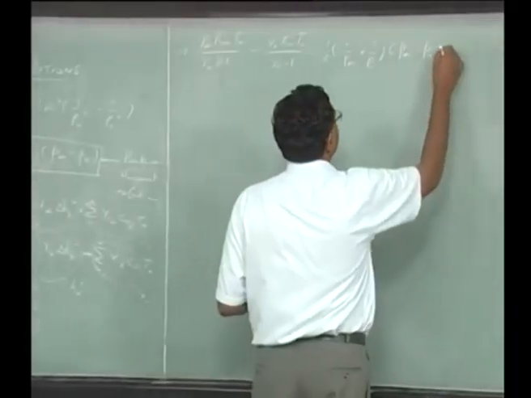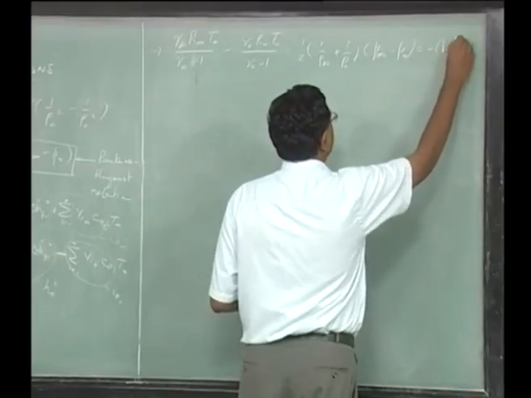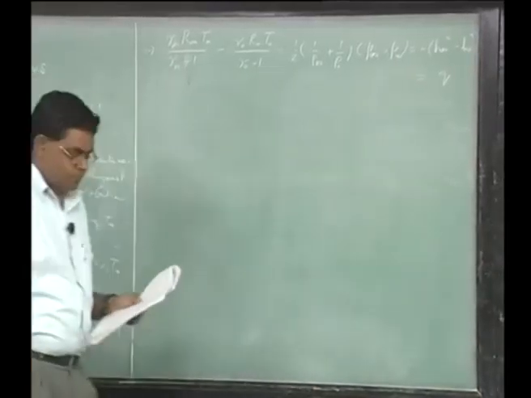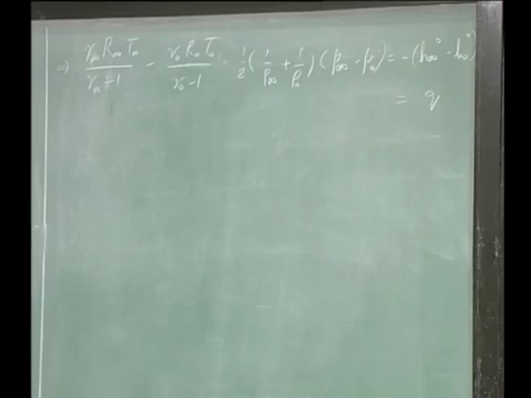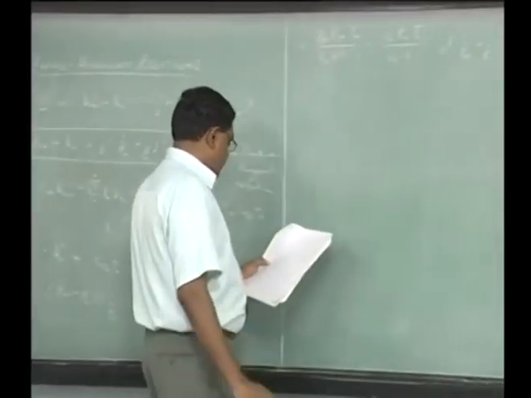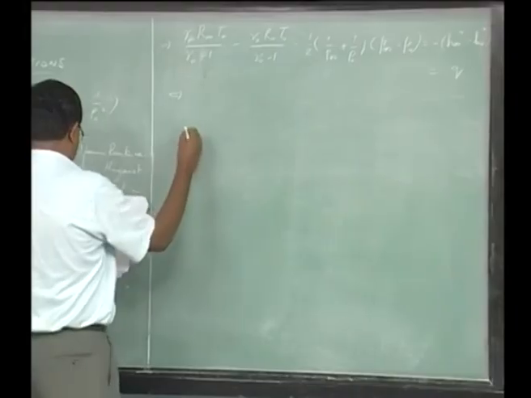So we now call this equal to minus H infinity naught minus H naught naught, and we want to call this Q, right. So the negative of the difference in the standard heats of formation weighted by the product composition and the standard heats of formation weighted by the reactant composition is essentially what we are saying is the heat release due to chemical reactions. This is exactly what we talked about previously as well. So the difference between the heats of formation is what gives rise to the chemical heat release. So we will just write the next step and stop for the day.